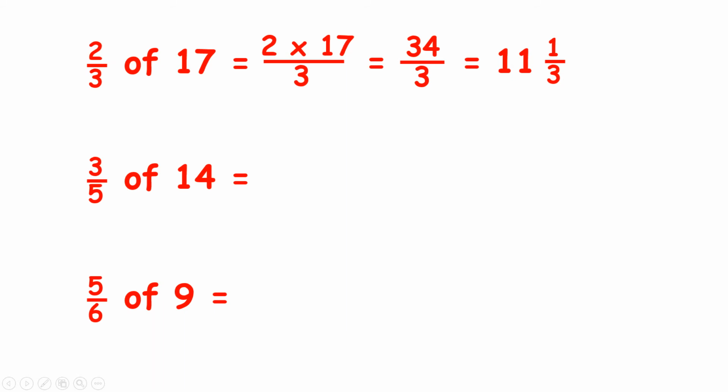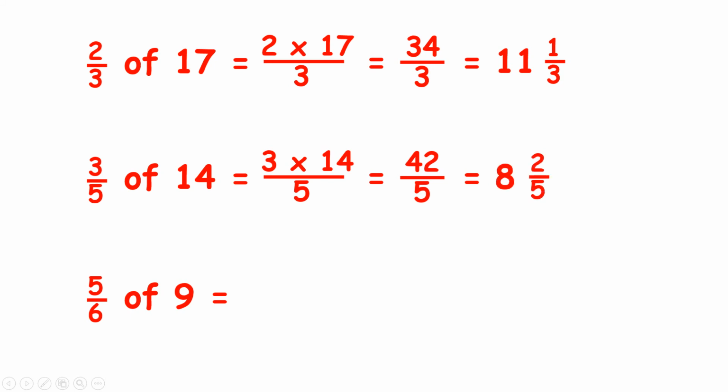Now let's find 3/5 of 14. So we're going to do 3 times 14 and then divide our answer by 5. Now for 3 times 14, perhaps you might need to write this out as a column multiplication if you need to, but 3 times 14 is 42, and then 42 divided by 5 is 8 remainder 2. So 8 2/5. Remember, keeping the denominator the same.